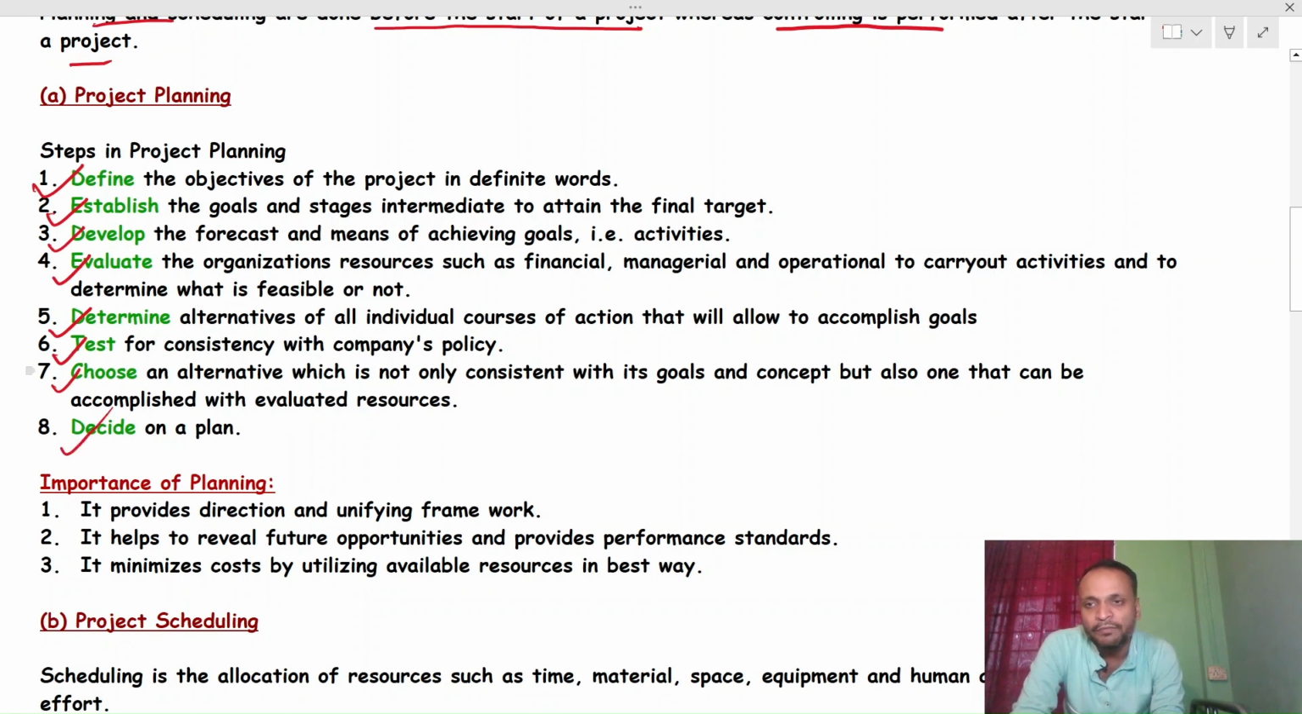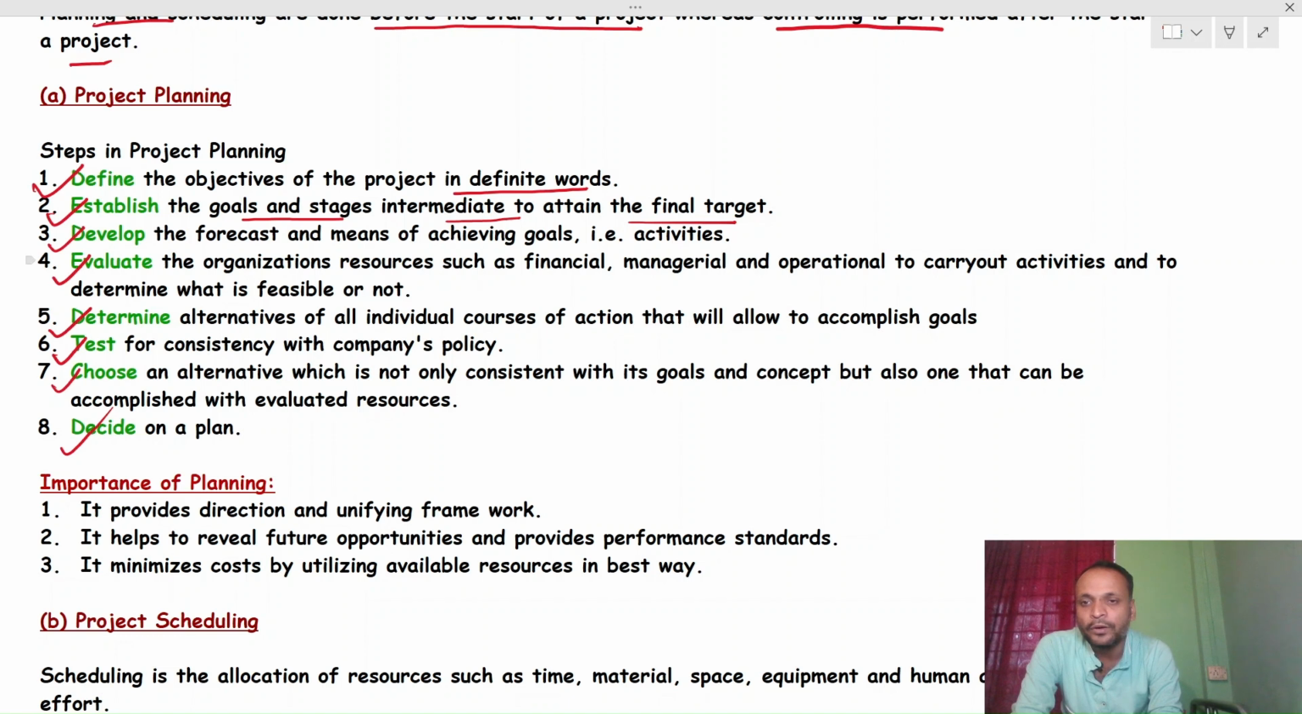Okay, so what to define? The first step is to define the objective of the project in definite words. What is the objective of your project? What will be the outcome of your project? That you have to define. Then establish the goals and intermediate stages to attain the final target. Between the start and the final target, what various stages and smaller goals will come that accumulate to give you the final target? You have to establish those intermediate points.